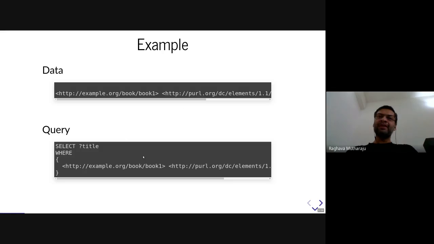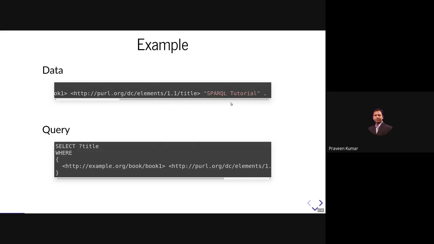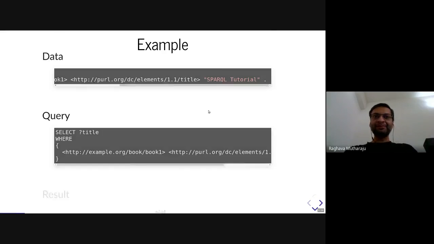So what do you think should be the result of this query? One of you can unmute and let me know the answer. SPARQL tutorial, sir. Right. So we are interested in this particular variable, and this is the binding for that variable. A literal has been bound to this particular variable, and as you would have guessed, this is the result of the query.